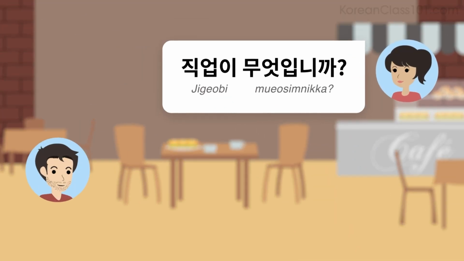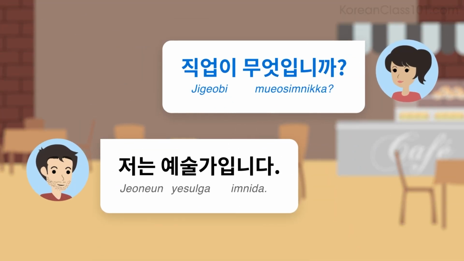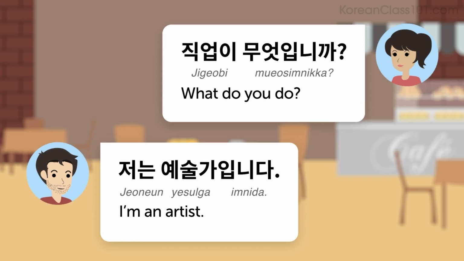Listen to the dialogue. 직업이 무엇입니까? 저는 예술가입니다. Listen to it again, now with the English translation. 직업이 무엇입니까? What do you do? 저는 예술가입니다. I'm an artist.